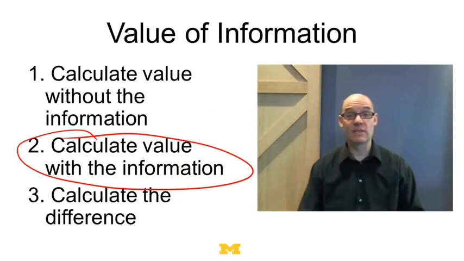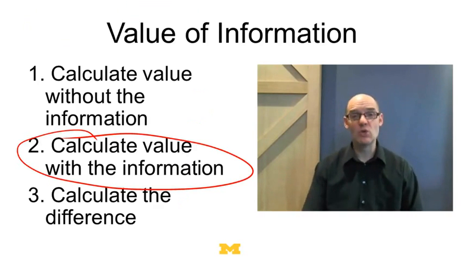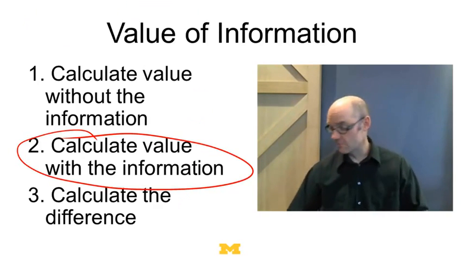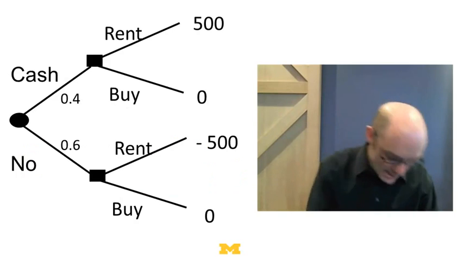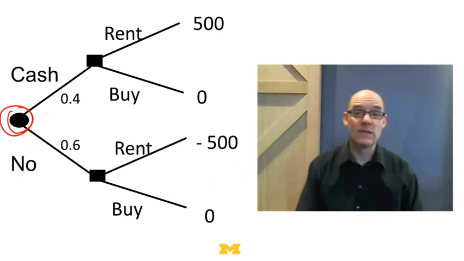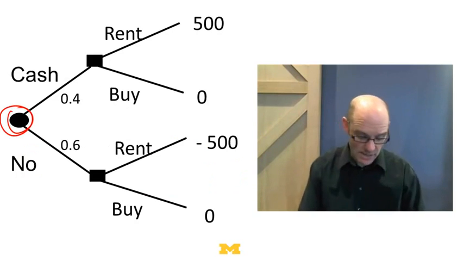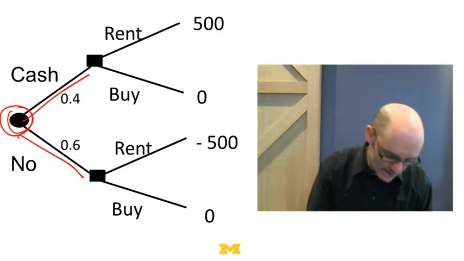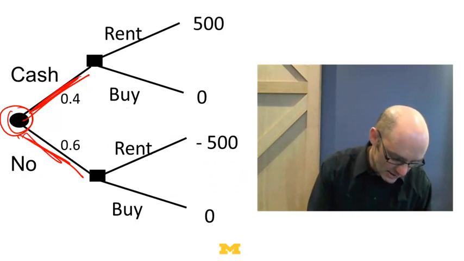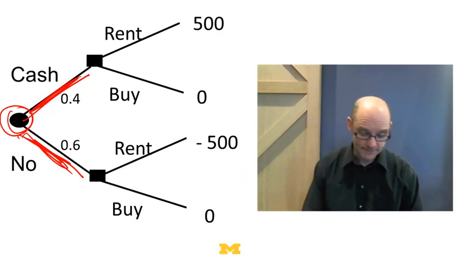Now what I want to do is calculate the value with the information. Suppose I knew what was going to happen. So now I can draw another tree, and this tree is going to look different than the first tree, because here's what's going to happen. First, this chance node is going to be revealed to me. Somebody's going to tell me, is there a cashback program or not? And 40% of the time they're going to tell me yes there is. 60% of the time they're going to tell me no there's not.